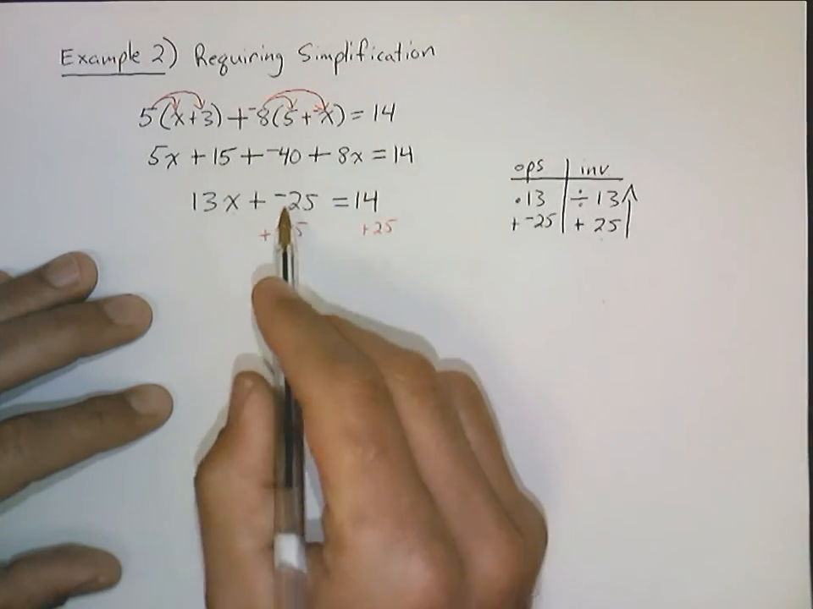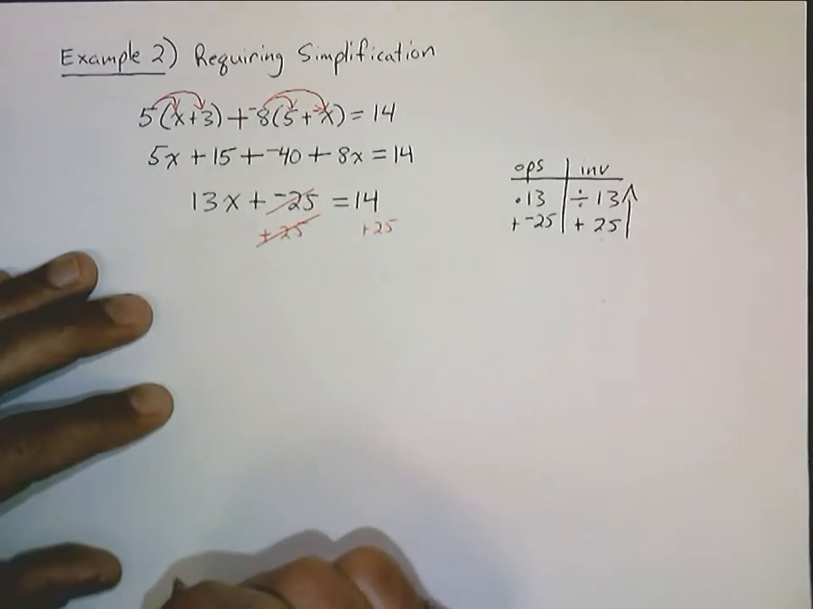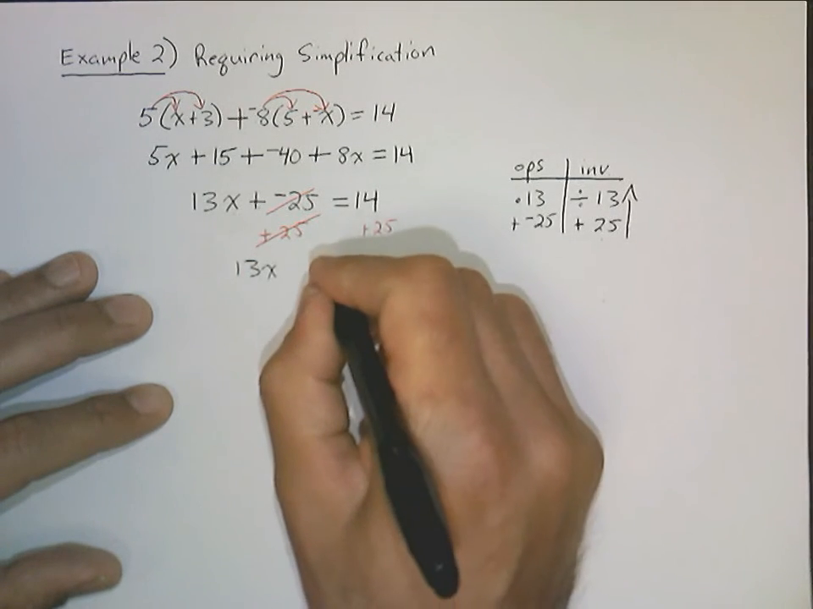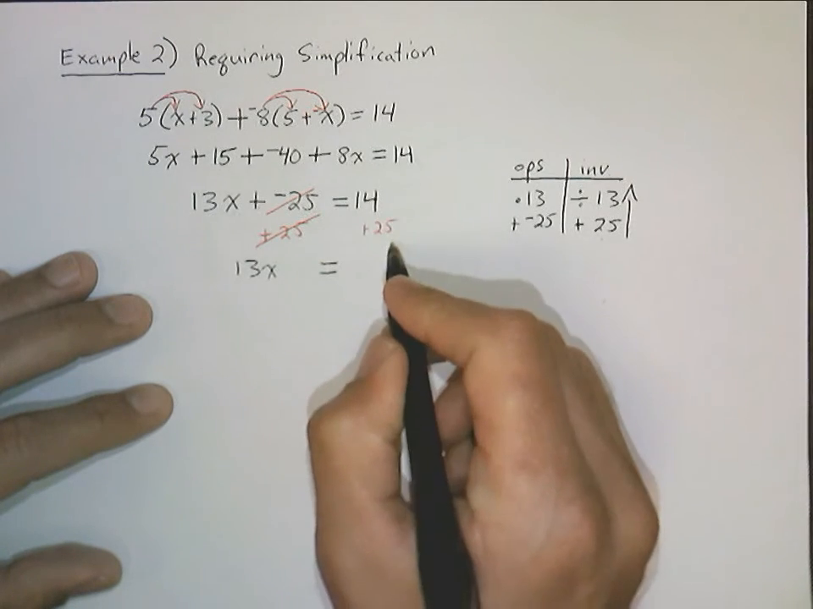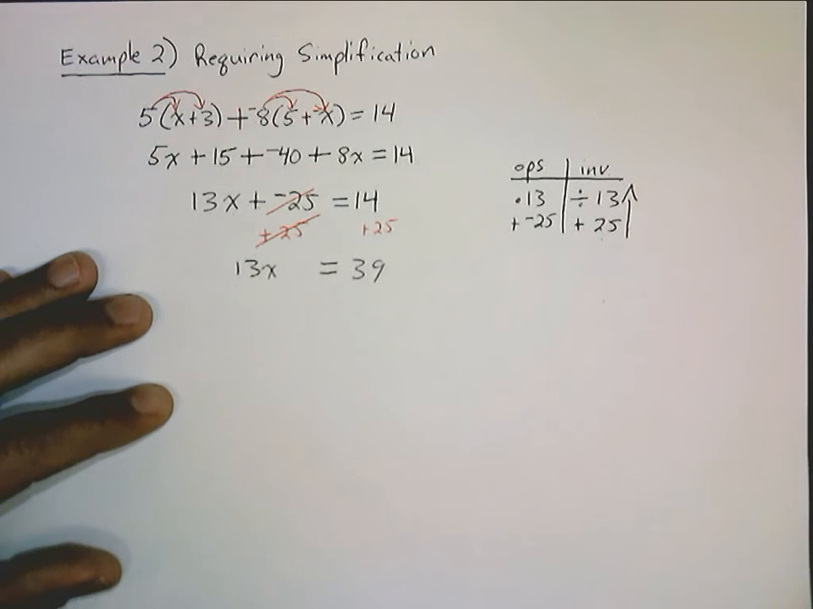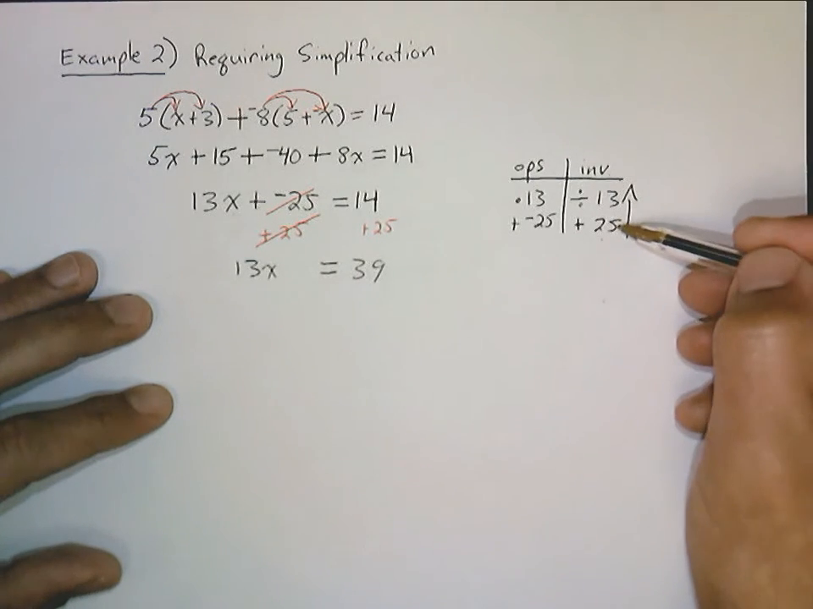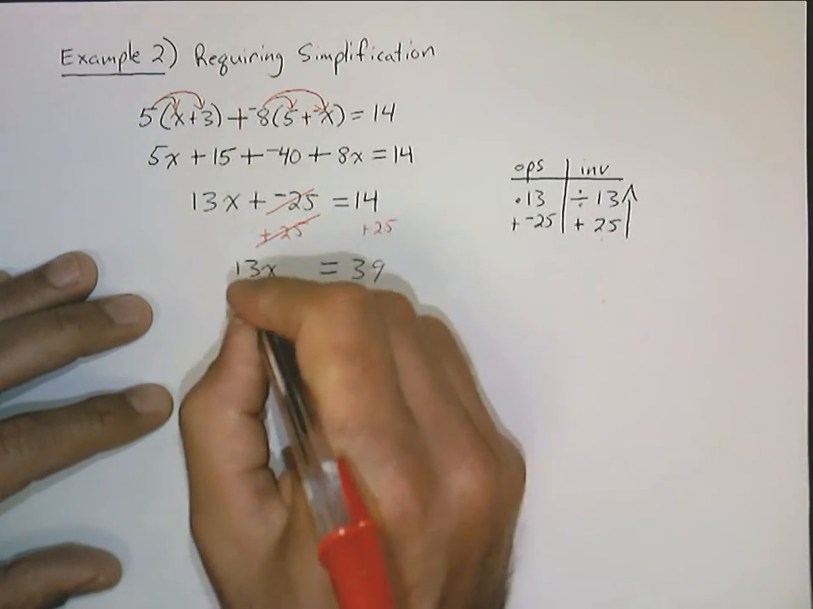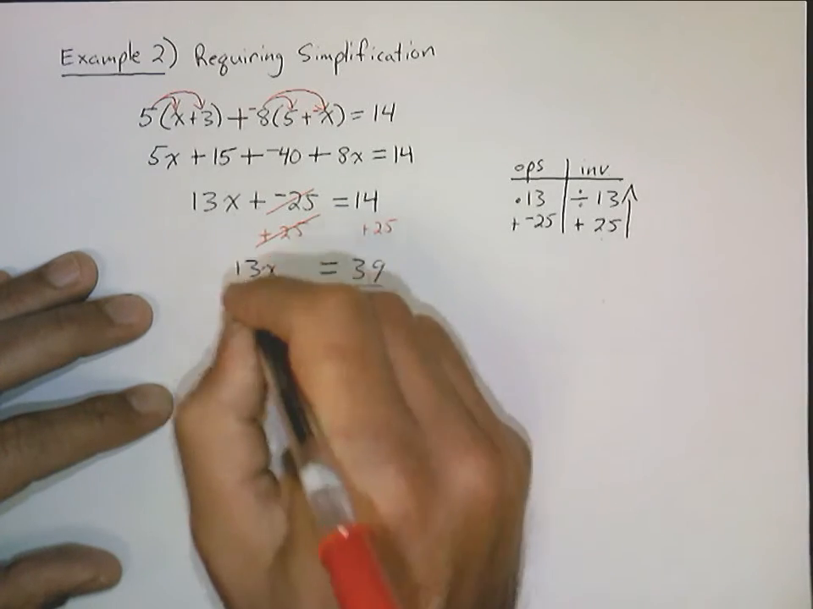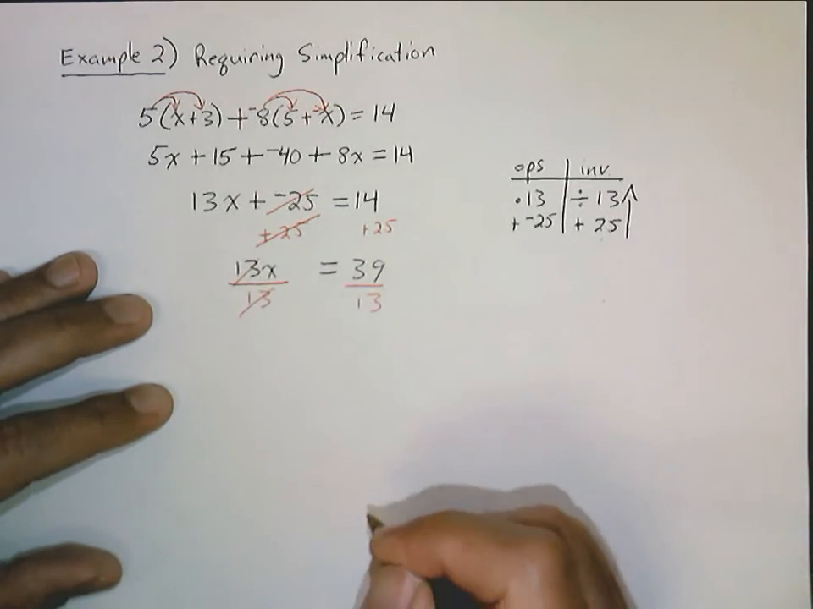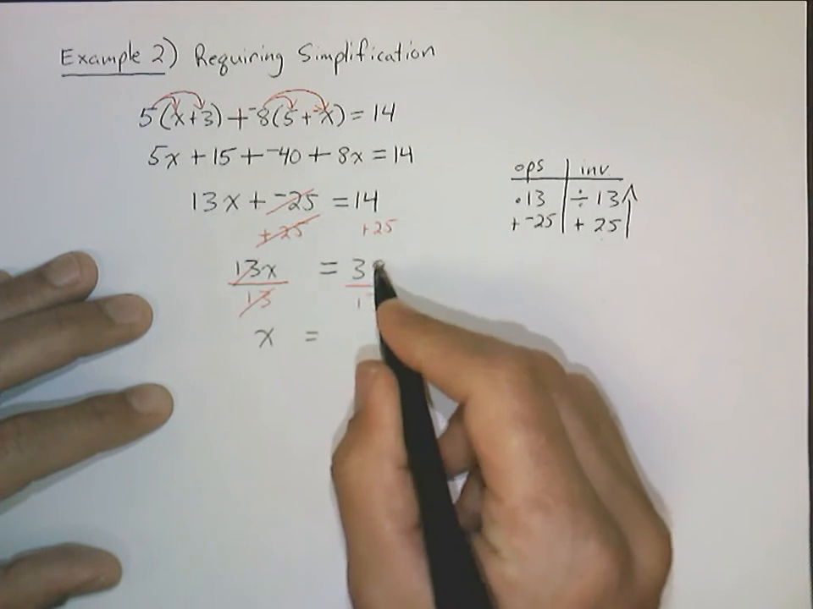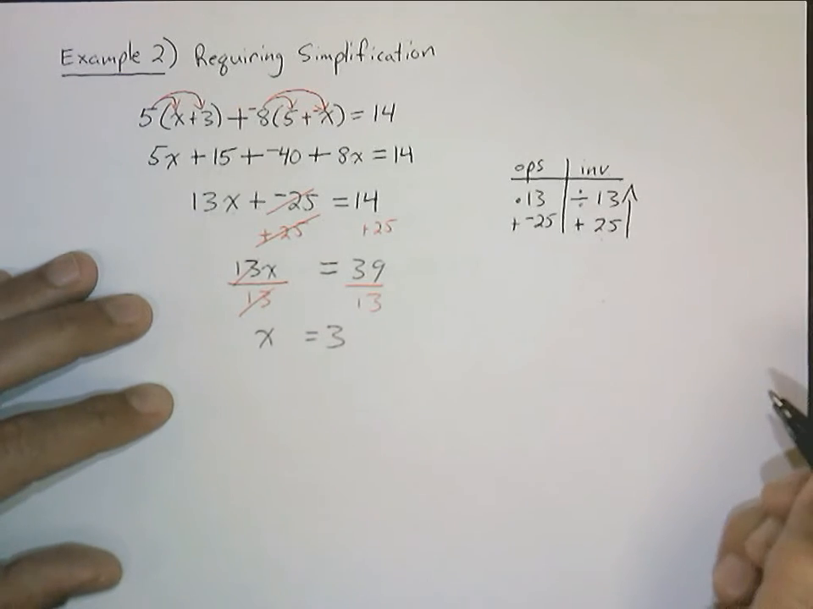Reason being that negative 25 plus 25 is 0. Those cancel out. So we have 13x is equal to 14 plus 25. That is, of course, 39. And then we've taken off our shoes. Now we can take off our socks, and we'll divide both sides by 13. Because 13 divided by 13 is 1, those cancel out. And we are left with x equals 39 divided by 13, which is, of course, 3.